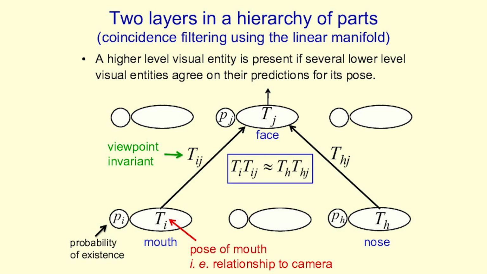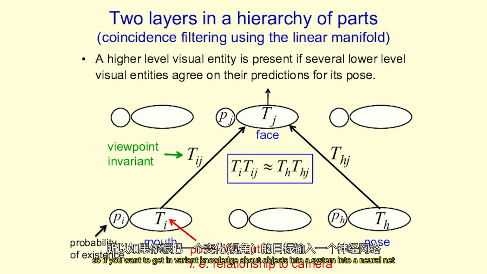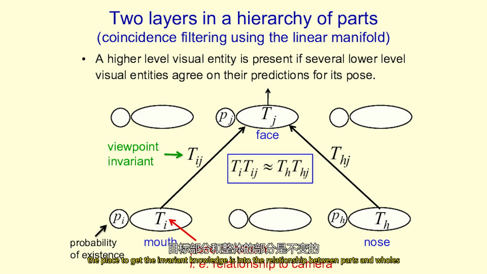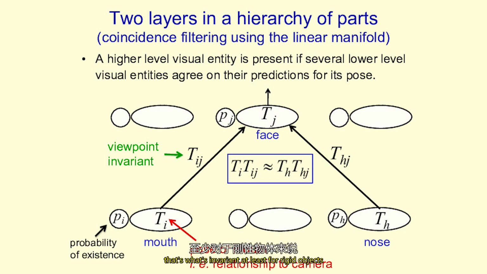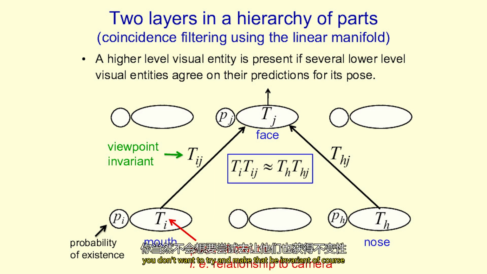Okay, so the relationship between the mouth and the face does not change as you change your viewpoint. So if you want to get invariant knowledge about objects into a system, into a neural net, the place to get the invariant knowledge is into the relationship between parts and wholes. That's what's invariant, at least for rigid objects. What's variant is where the pieces and the whole object are and what orientation they're in. You don't want to try and make that be invariant.